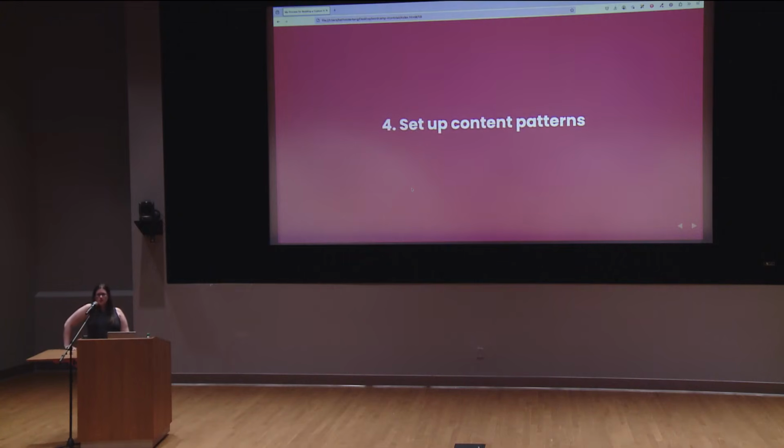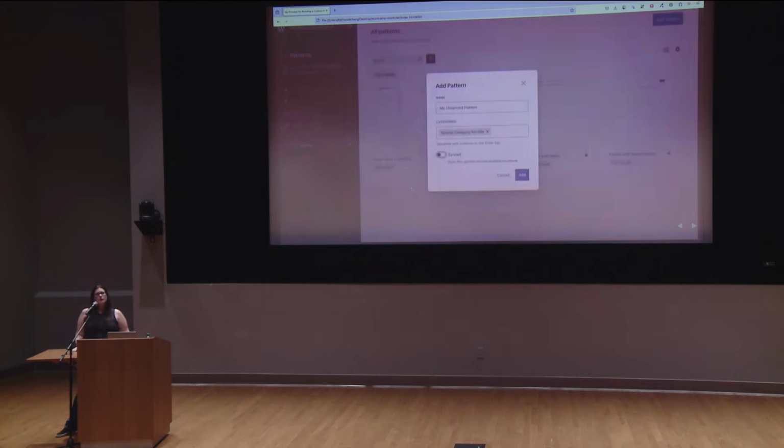Then you should set up your content patterns. So this is where, if you're working from a design, you should look at it and be like, okay, we have rows that happen over and over with this same set of blocks. And from there, you can set them up a few different ways. So the first way is an unsynced pattern.